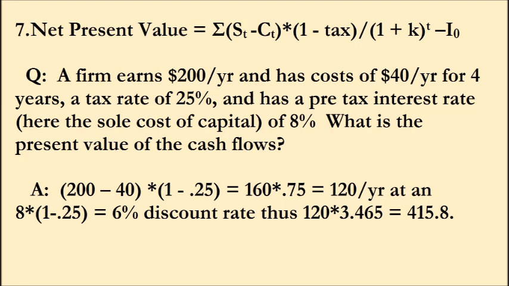Well, the money's coming in, 200 minus the 40 going out. That's 160. Tax rate's 1/4. So after tax, that's 120 a year. And 6% discount rate. Annuity factor, $415. If the initial outlay is more than that $415, we'd reject it, and vice versa.